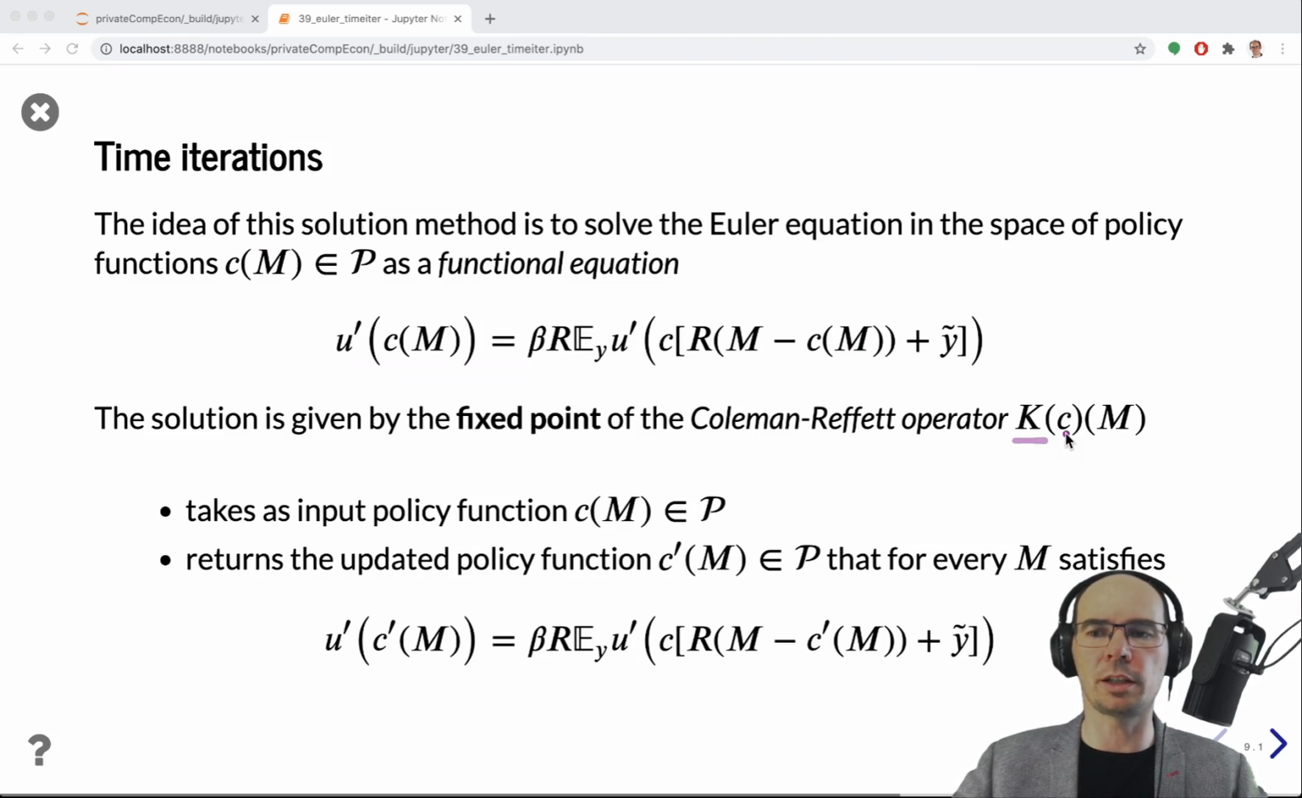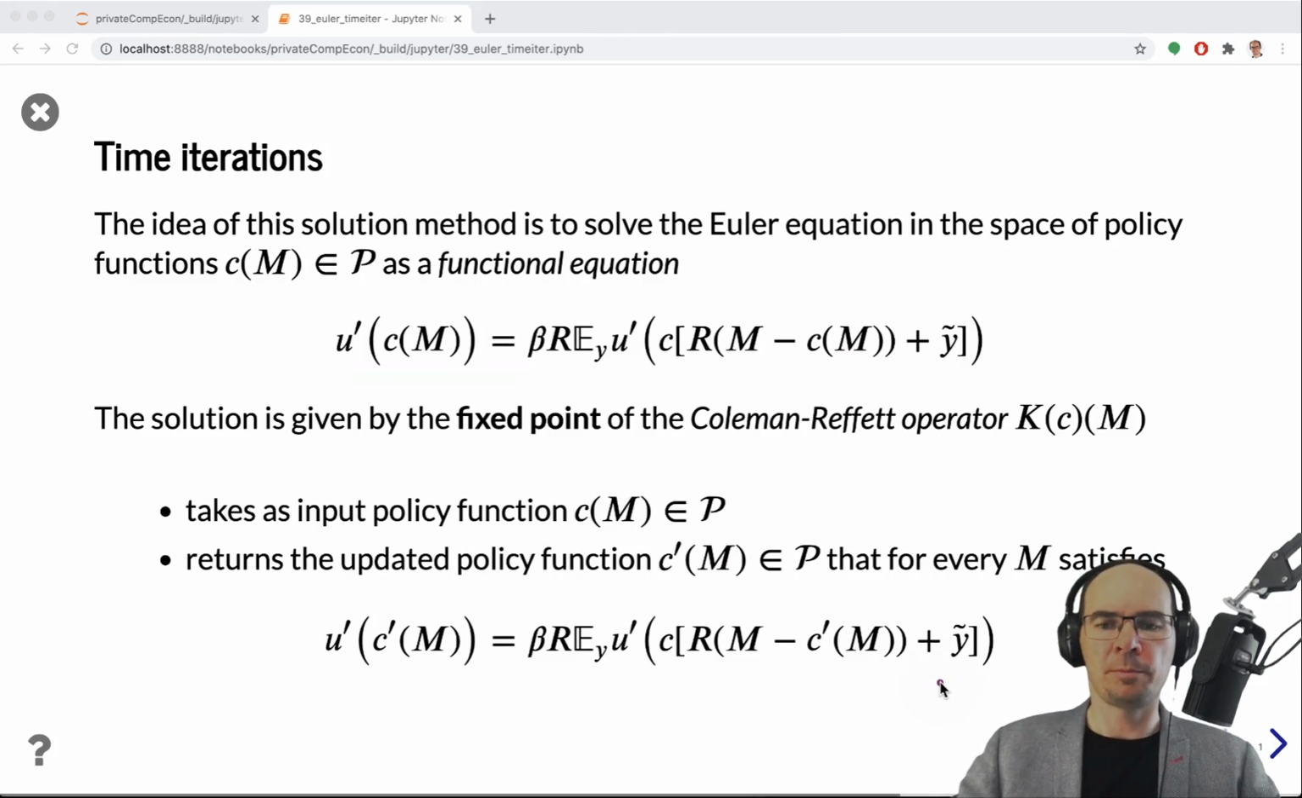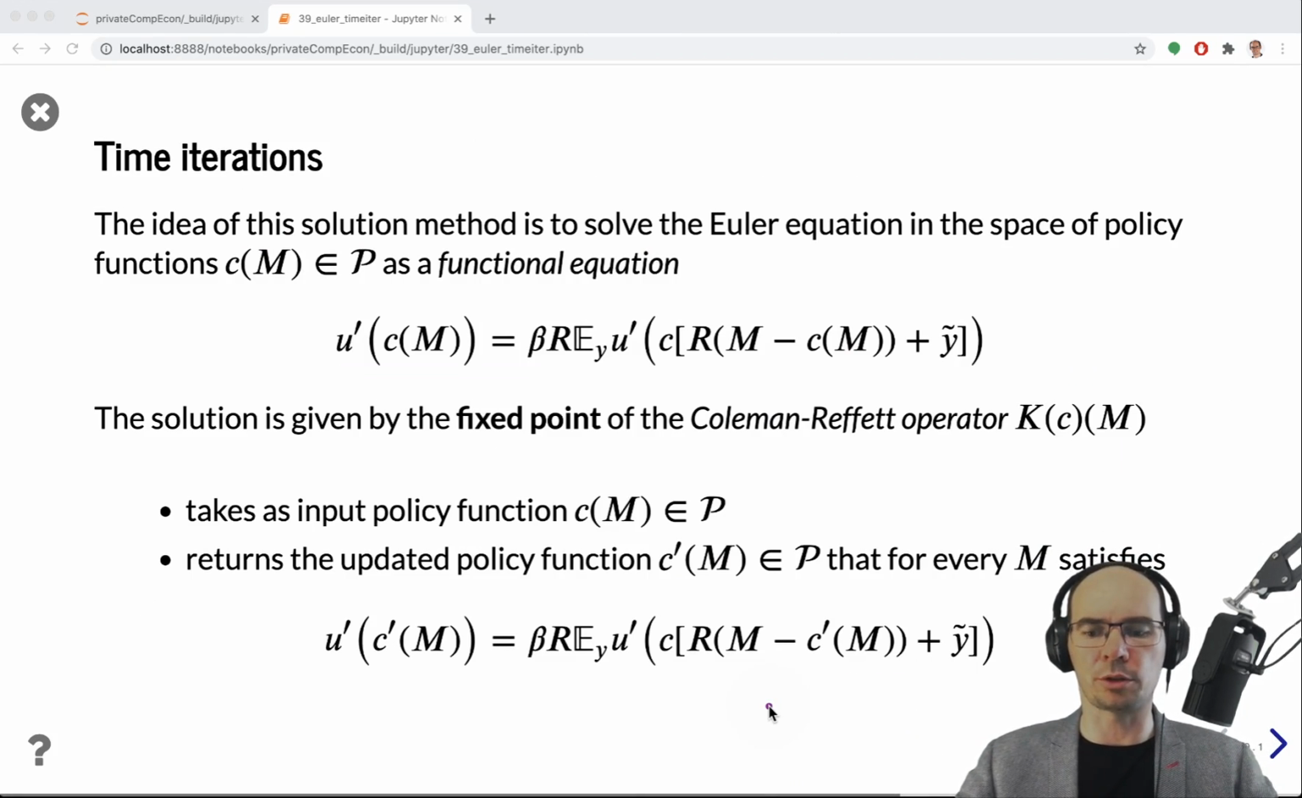This is an operator that takes C as a function of M as input, okay? And then outputs another C of M function, such that for every value of M, the C prime satisfies this condition, or this equation. And similar to the Bellman operator, when we put the input value function in the right-hand side and get the output value function from the left-hand side, here we are inputting the input consumption function inside of the right-hand side, okay, over here.